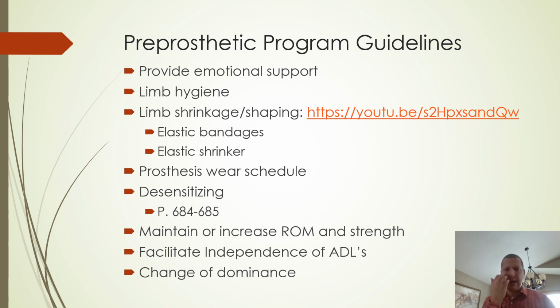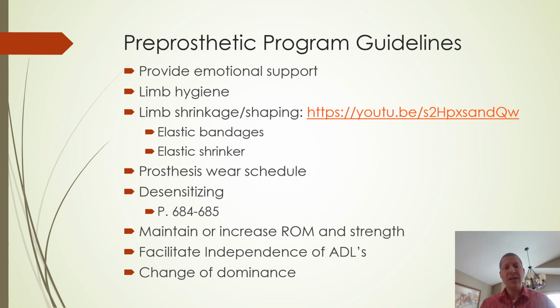This is a great video by an OT who has a lower extremity amputation, and she talks about the shrinkage and shaping protocol that she has undergone. It shows you more of the elastic shrinkers. In more of the acute phase, like in a rehab hospital or acute care hospital, they may not have those shrinkers readily available. They may be starting with some type of bandages.